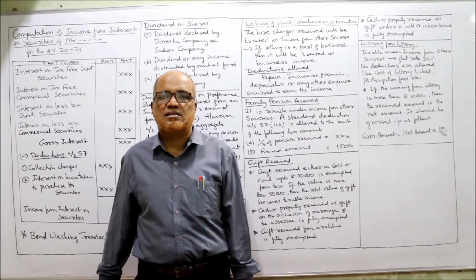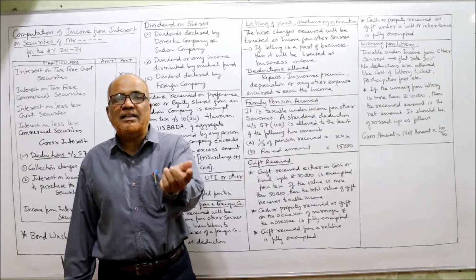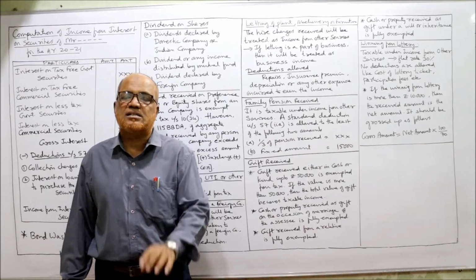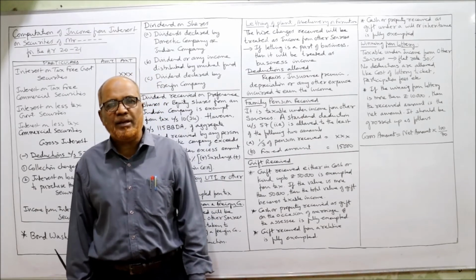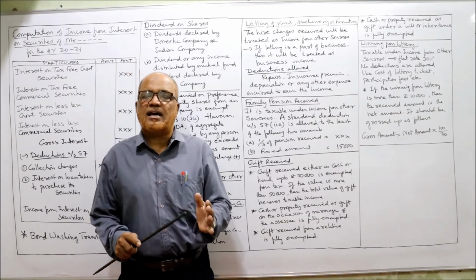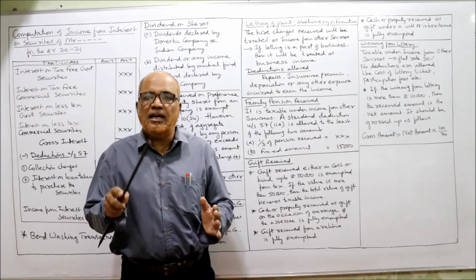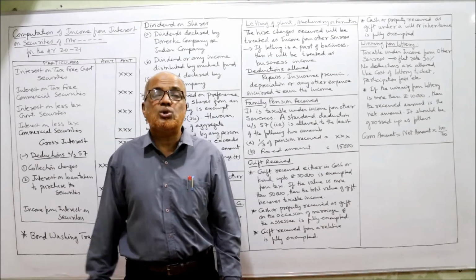to Mrs. X, wife of Mr. X. The pension received by the wife of Mr. X is called family pension. Now Mrs. X is getting family pension. Income Tax Act says it is taxable in the hands of Mrs. X under the head income from other sources.